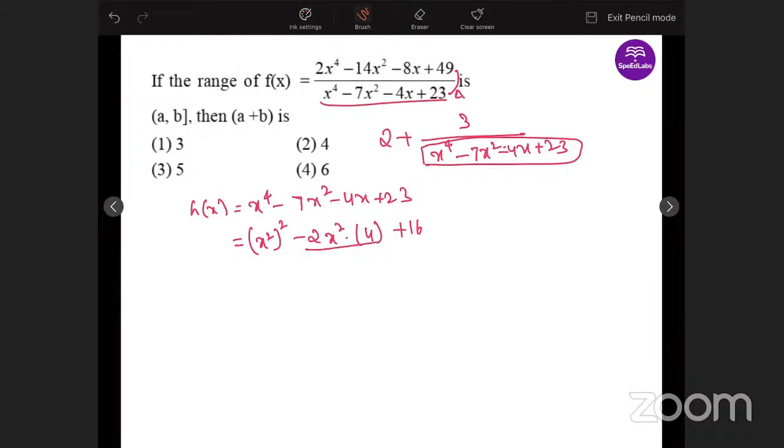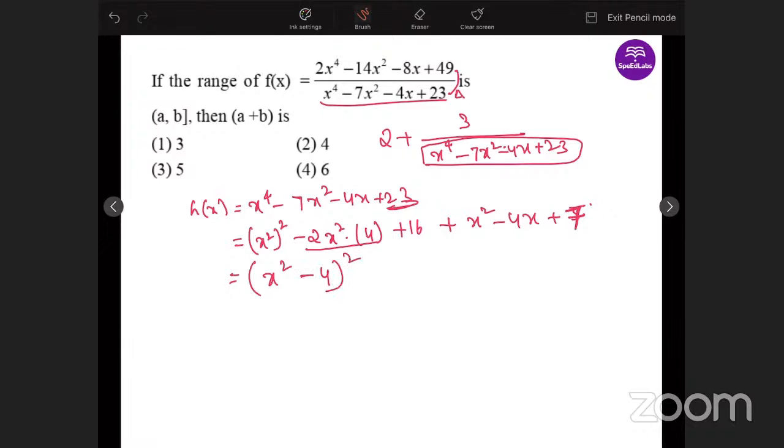So if this is 8 the whole square, how much am I having here? If it is minus 8, I should have plus x square, right? Plus 16. From this 23, I have taken 16. What is the remaining amount? Plus 7. So now I can write this as x square minus 4 the whole square.